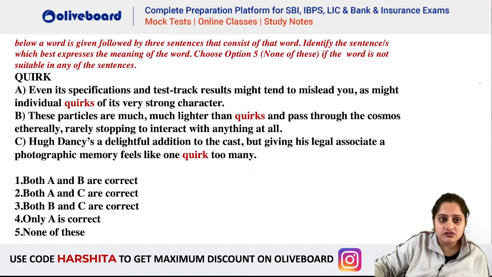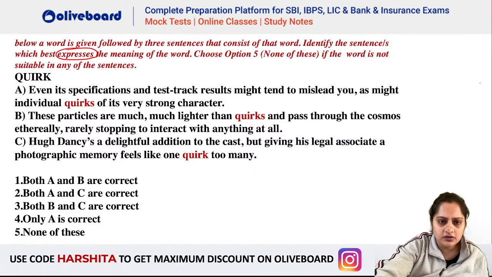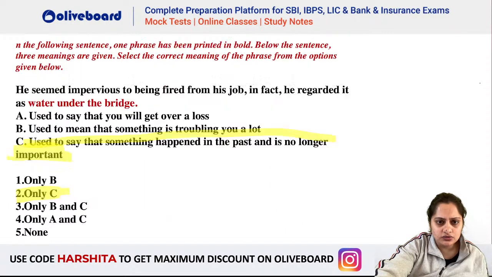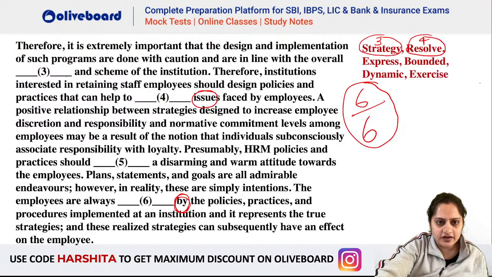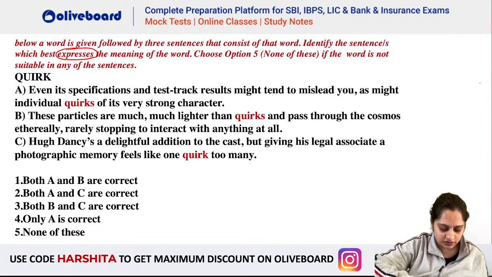Identify the sentence which best expresses the meaning of the given word. Next is word usage. नहीं, 5 थे शुभम, देखो ना 5, 1 2 3 4 5 वर्ड है. ठीक है, चलो अब बताओ वर्ड यूजेज. देर आर सेट्स ऑफ वर्ड यूजेज क्वेश्चंस. क्वर्क इज द फर्स्ट वर्ड.